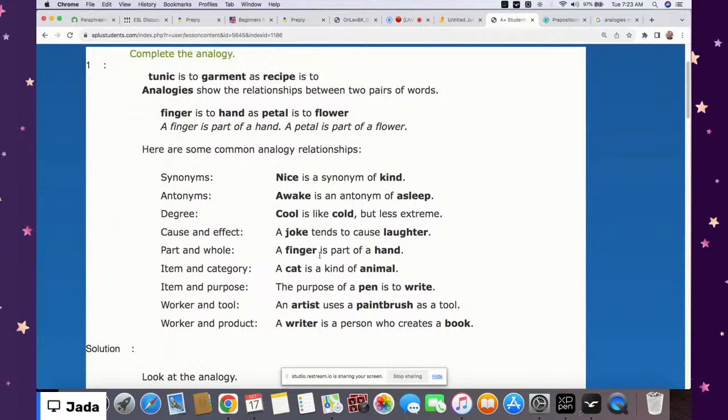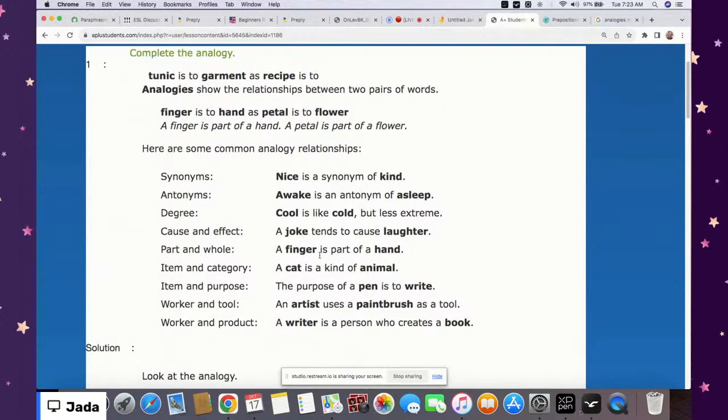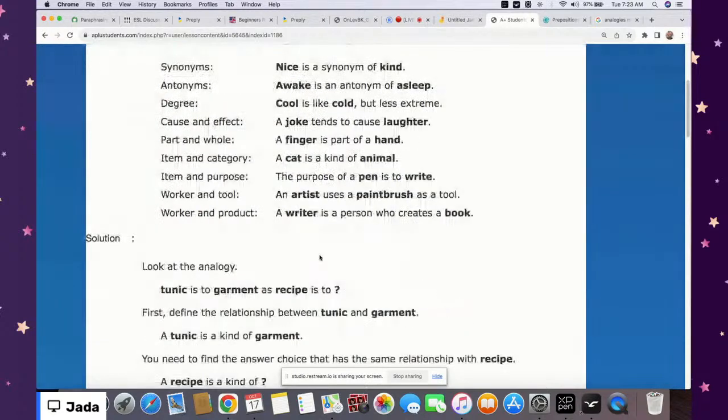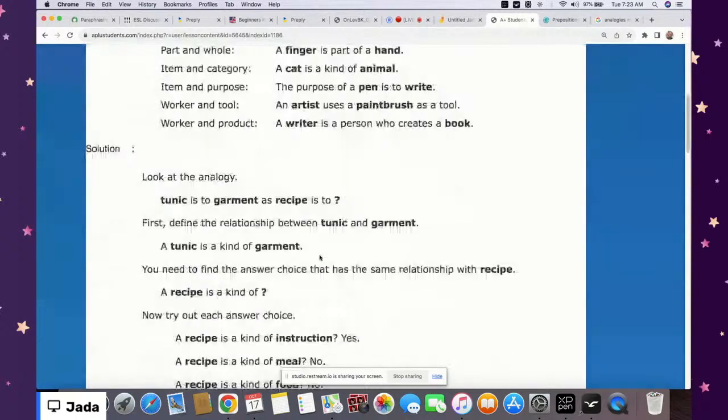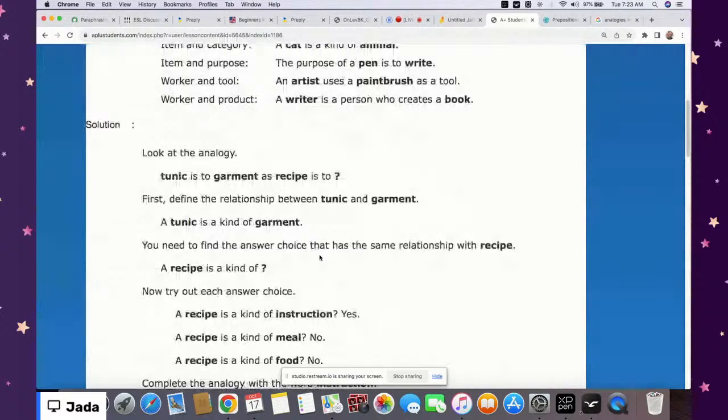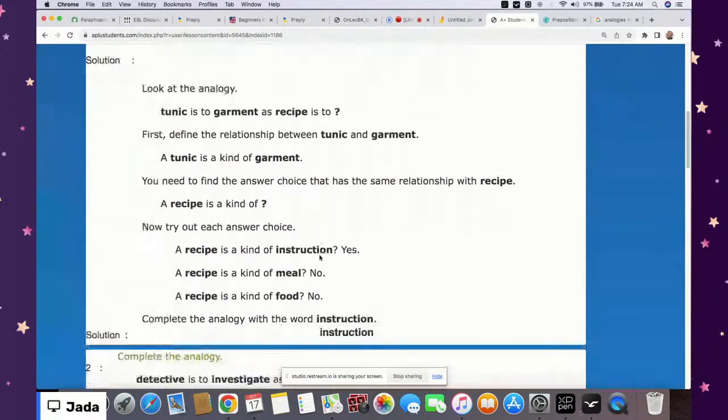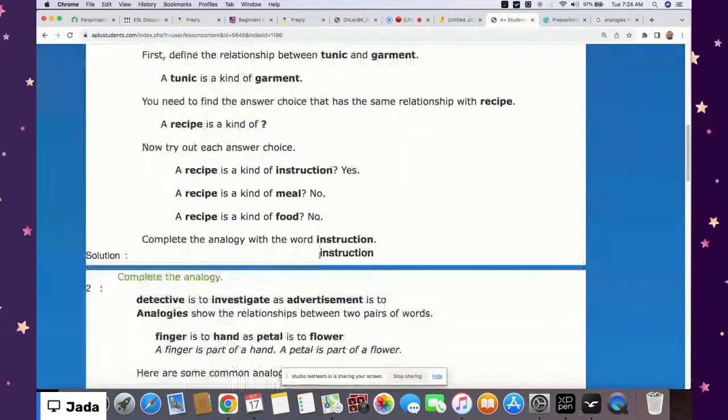Okay, we have finger is to hand as petal is to flower. So we have recipe is to what? Now you need to find the answer choice that has the same relationship with recipe. Recipe is a kind of what? Instruction, meal, or food. So recipe is an instruction. So you're going to say recipe is to instruction.